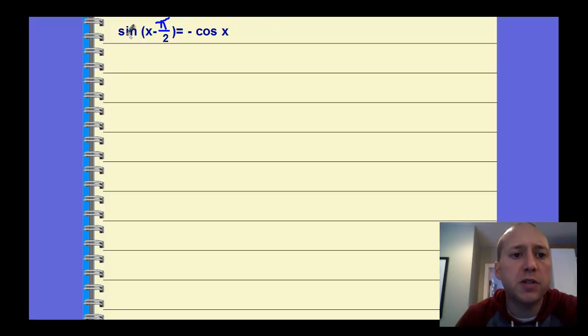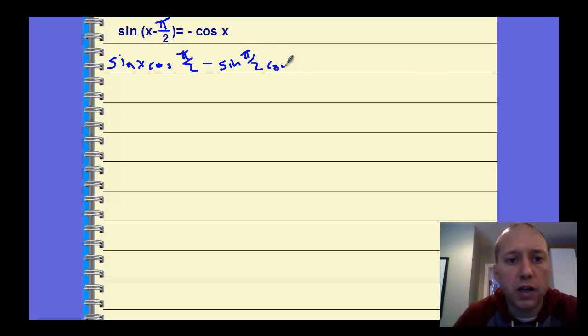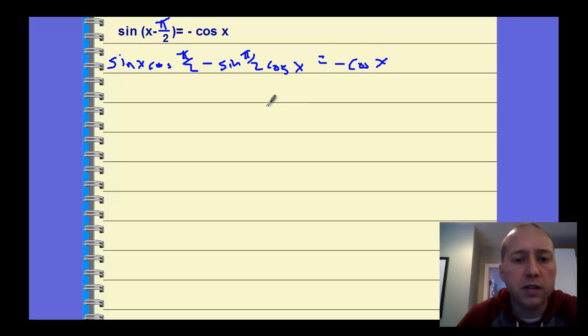So we can verify them too. So we're going to try to verify this equation. So again, we have the difference here. So if I expand that, that's sine x cosine pi halves minus sine pi halves cosine x. And we're still hoping we get to equal negative cosine x.